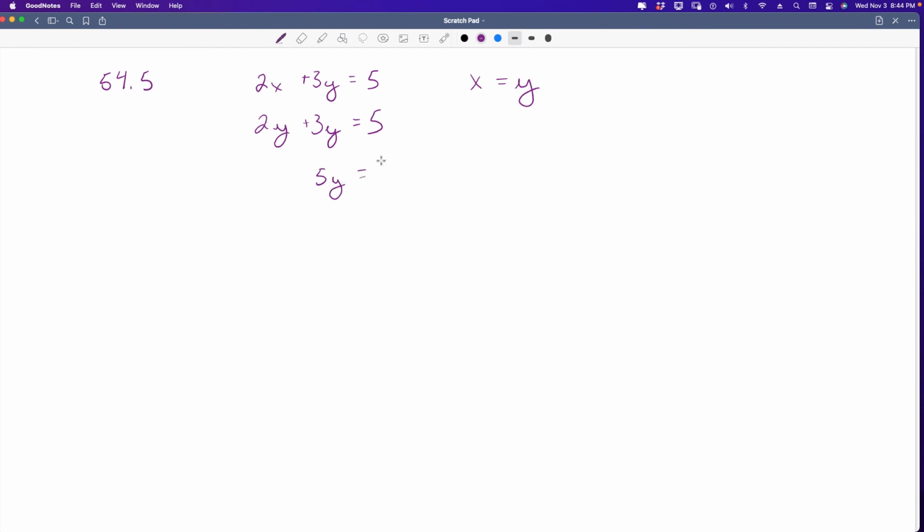5y equals 5. Divide both sides by 5. y is equal to 1. Well, if y is equal to 1, then x is equal to 1 because they are the same. So my ordered pair would be 1 and 1. And that would be the answer to that one.